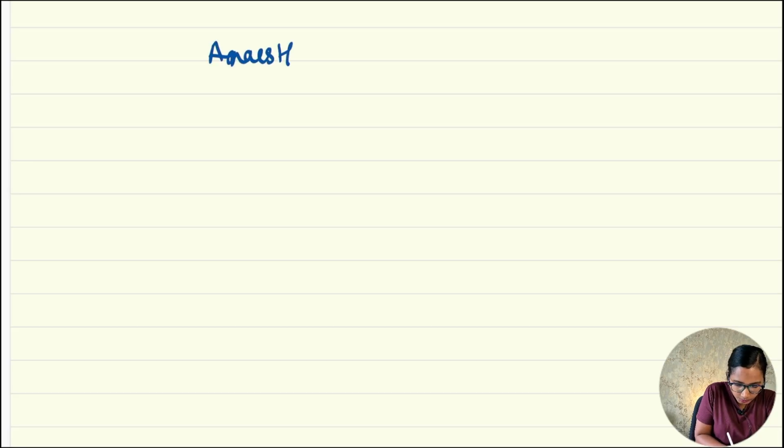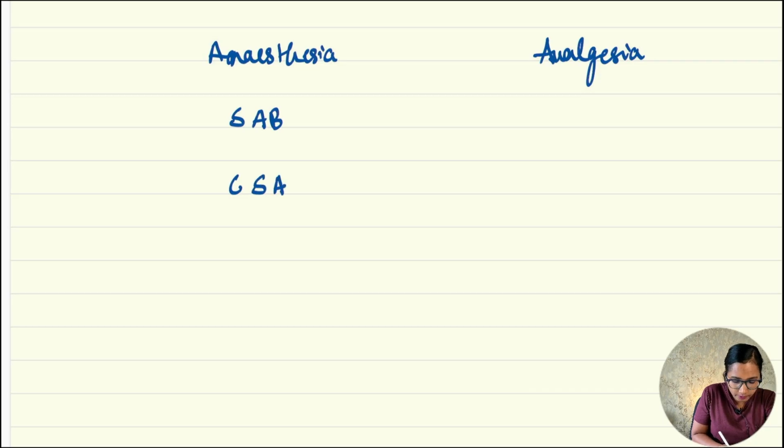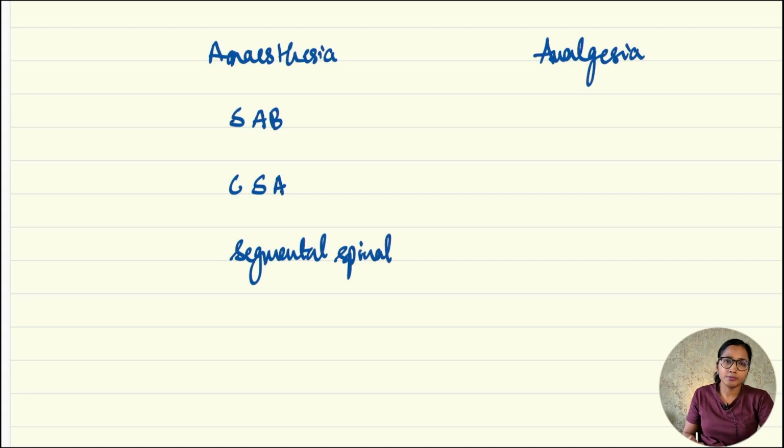After this, neuraxial blockade can be used to give anesthesia or analgesia. In anesthesia, we can give spinal anesthesia, subarachnoid block. We can give continuous spinal anesthesia via an intrathecal spinal catheter. Then we can give segmental spinal, used in lap chole in patients with poor chest conditions.